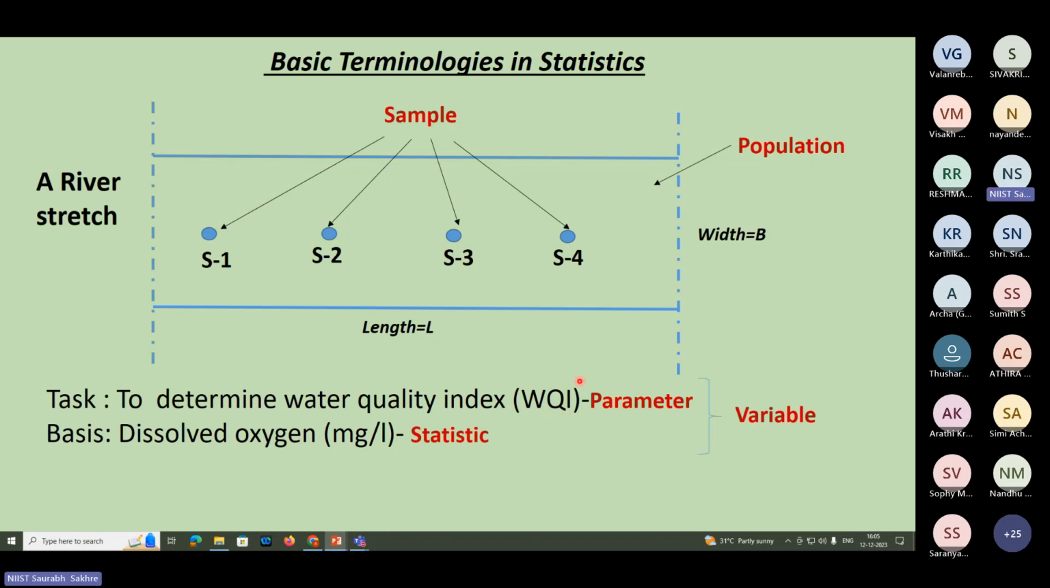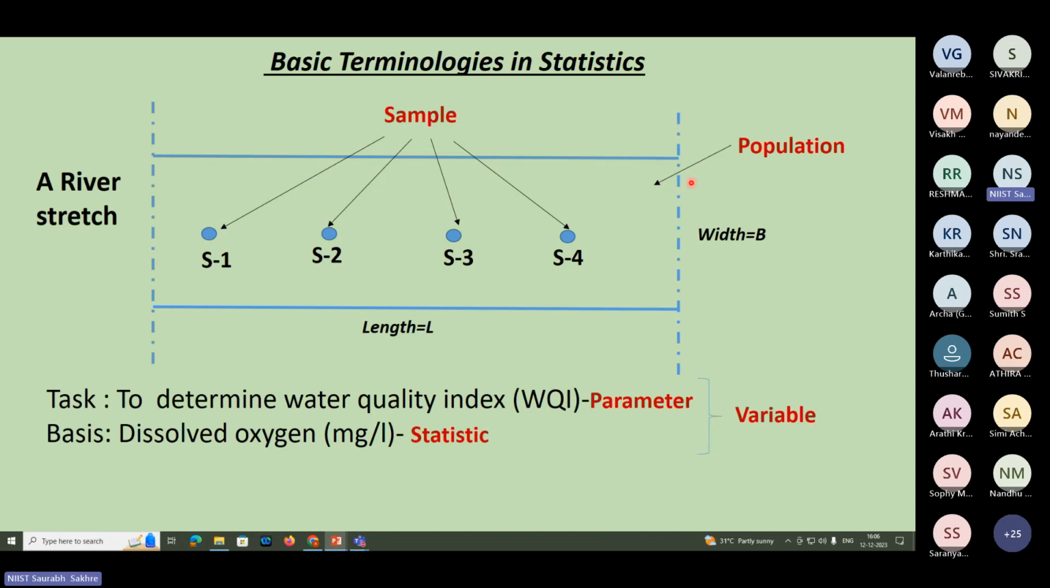And I will see to it on the basis of DO in that particular stretch of river. DO is dissolved oxygen. The more the dissolved oxygen in that particular stretch of river, the better the water quality. Okay. So when I'm seeing this whole stretch of length L and width B, I will call it population. Okay, this whole stretch, forget about S1, S2, S3 and S4 now. When I'm considering the full stretch, I will call it population.